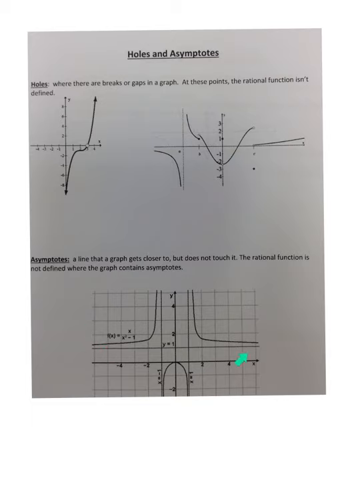So this graph is not defined. Okay, a rational function isn't defined at holes or asymptotes. So this graph is not defined at x equals -1, at x equals +1, or y equals +1. So there's 3 lines, x equals -1, x equals +1, and y equals +1, where this function is not defined.